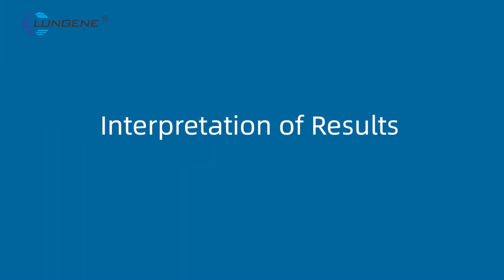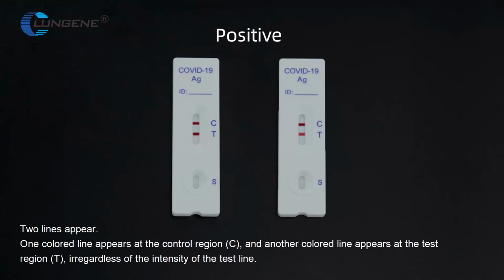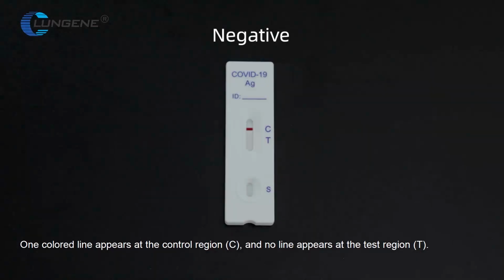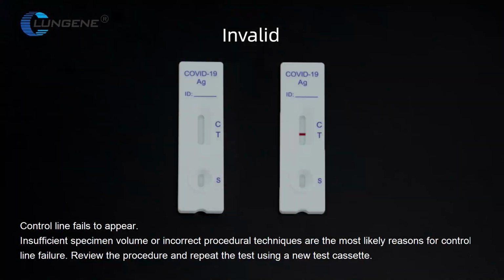Interpretation of results. Positive. 2 lines appear. 1 color line appears at the control region, and another color line appears at the test region, regardless of the intensity of the test line. Negative. 1 color line appears at the control region, and no line appears at the test region. Invalid. Control line fails to appear.